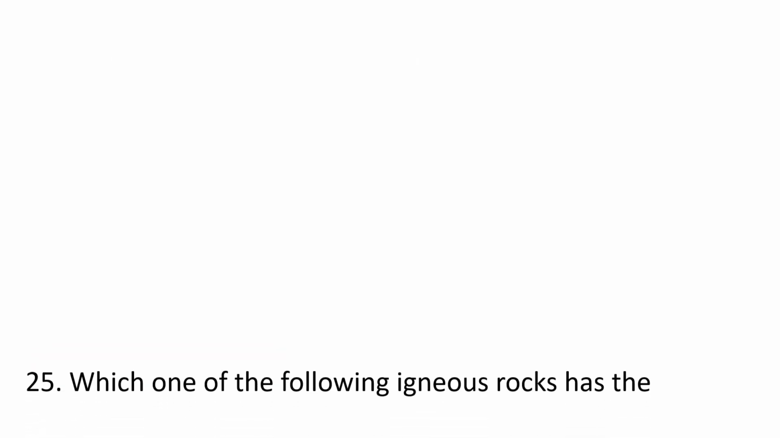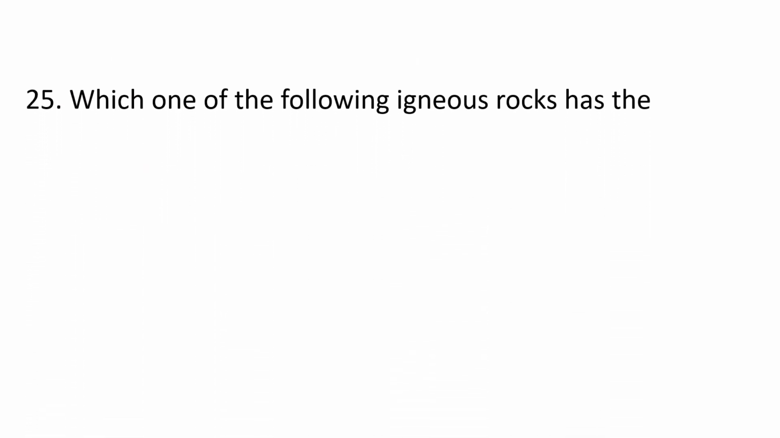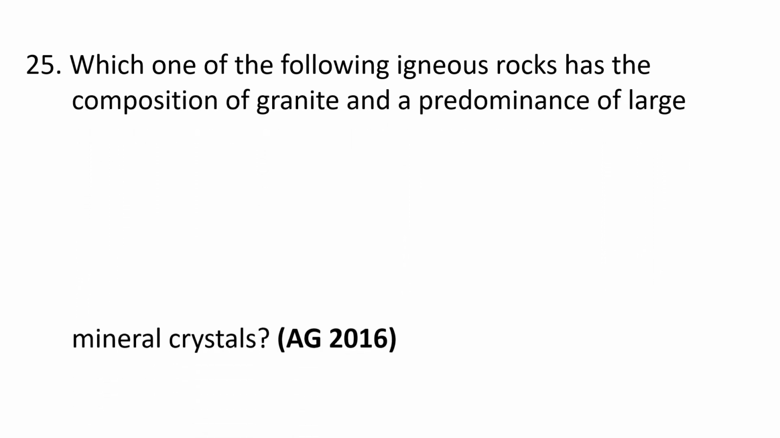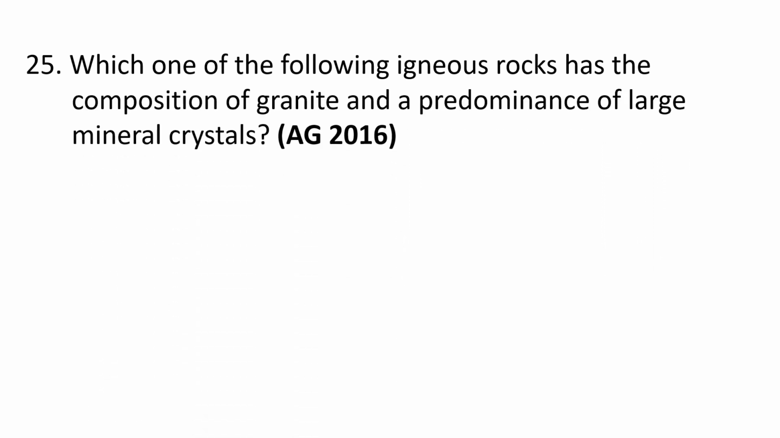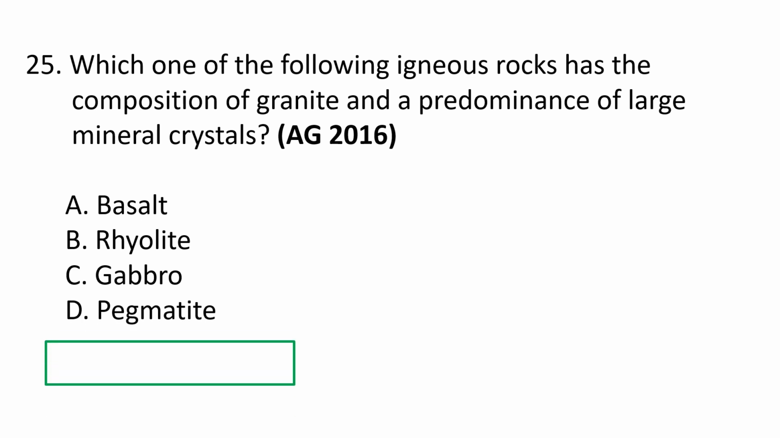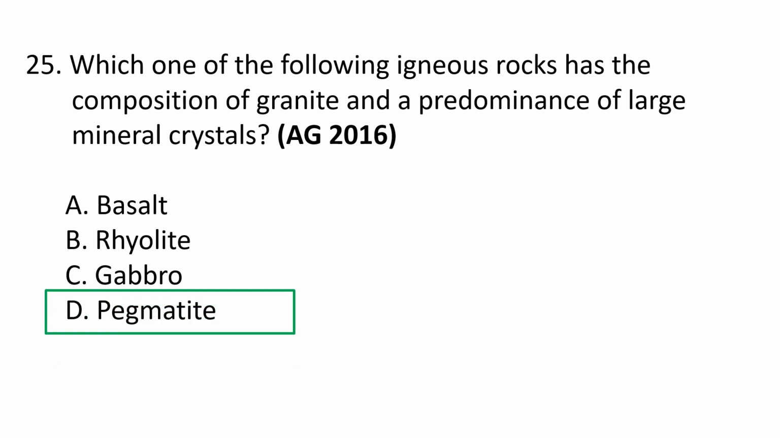Coming to the 25th question. Which one of the following igneous rocks has the composition of granite and a predominance of large mineral crystals? That means you can see the grain size will be large, coarse grains. So A. Basalt, B. Rhyolite, C. Gabbro, D. Pegmatite. The correct answer is D, pegmatite. You can see the very large sized mineral crystals in the pegmatite. So here the answer is D, pegmatite.